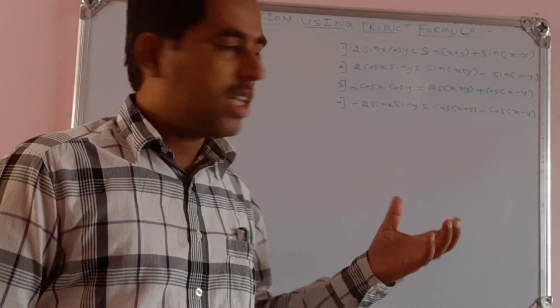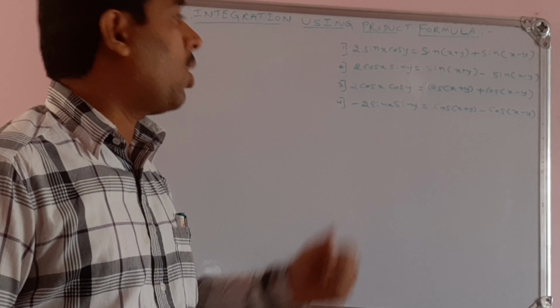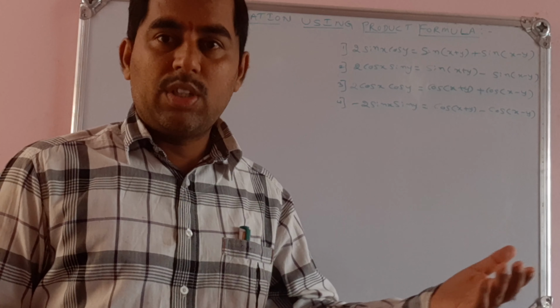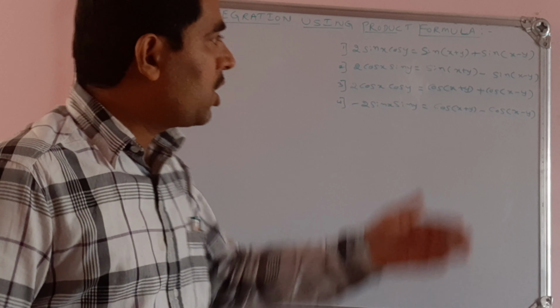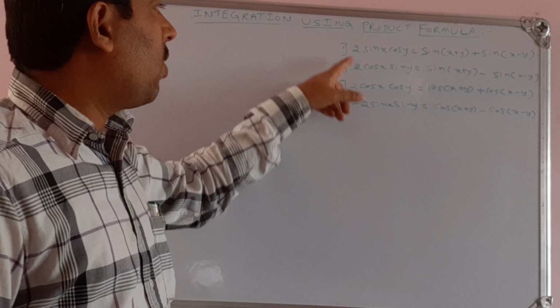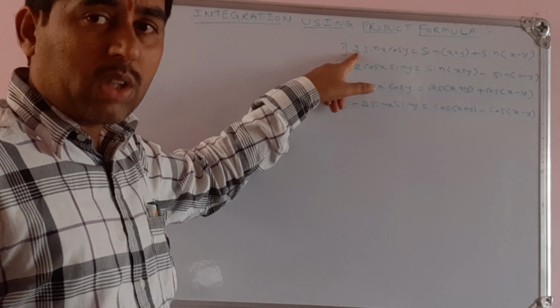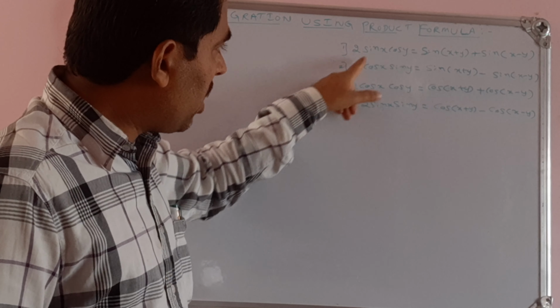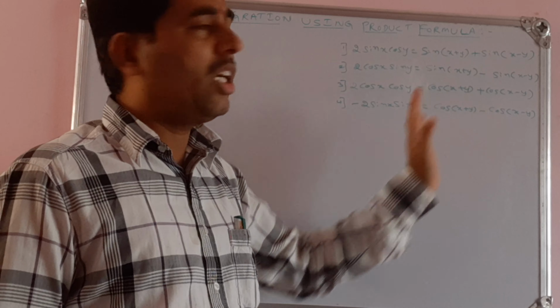These product formulas I have written already. These four product formulas we derived in first PUC, so let us use these formulas. What are the product formulas? Observe the left hand side: all the left hand sides are products, and the right hand sides are sums or differences.